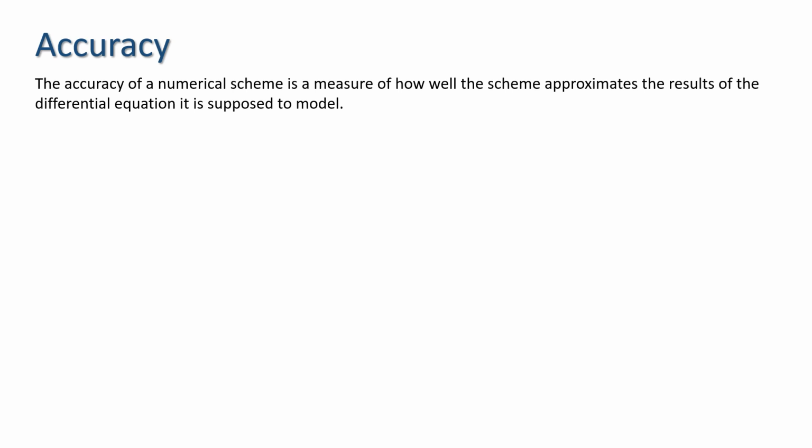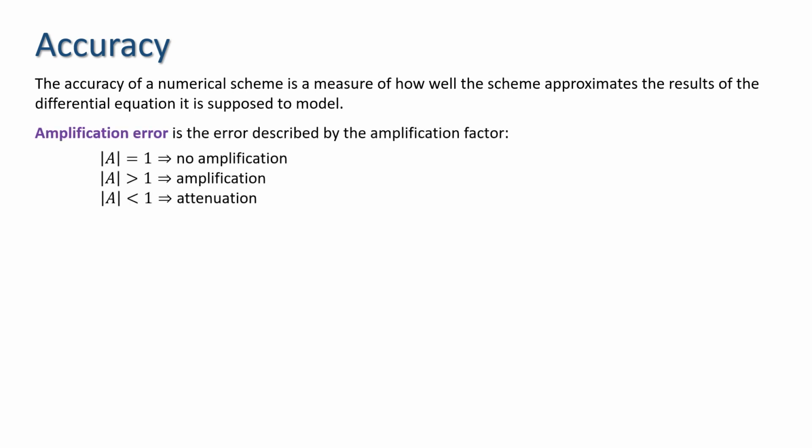Finally, we move on to accuracy, which is distinct from both consistency and stability. The accuracy of a numerical scheme is a measure of how well the scheme approximates the results of the differential equation it's supposed to model. The amplification factor, derived from von Neumann or Fourier series analysis, is one way in which we can assess accuracy. The amplification error is the error described by the amplification factor.